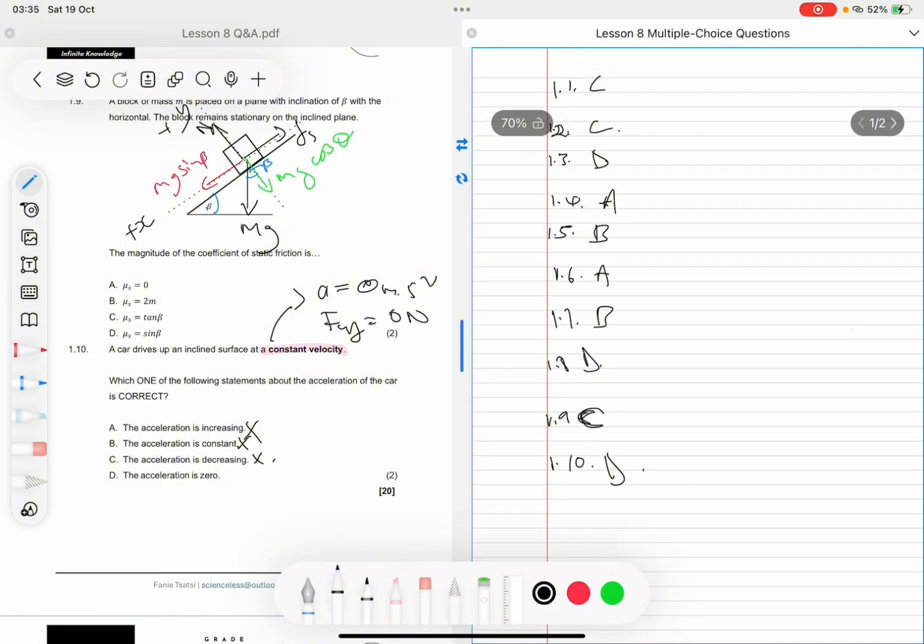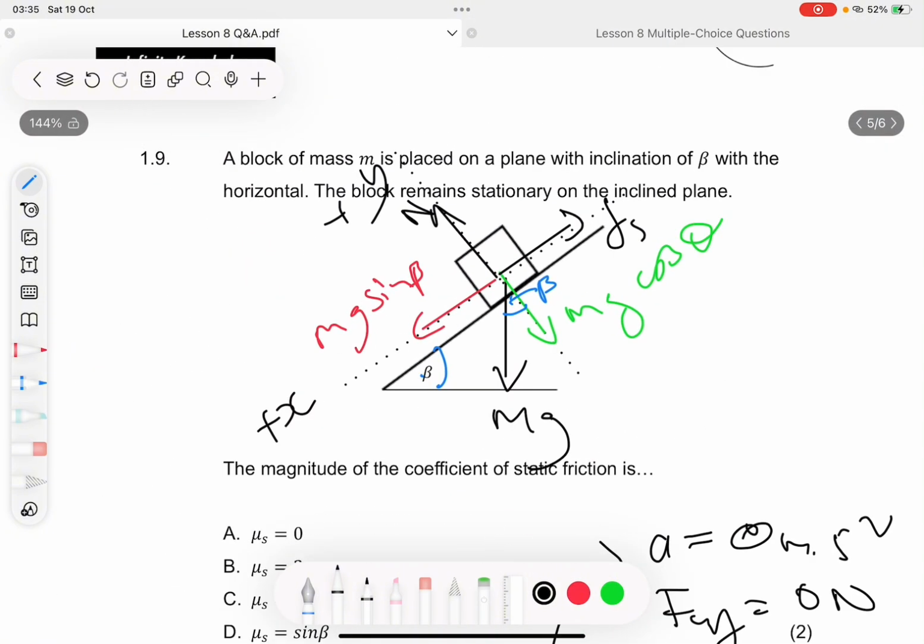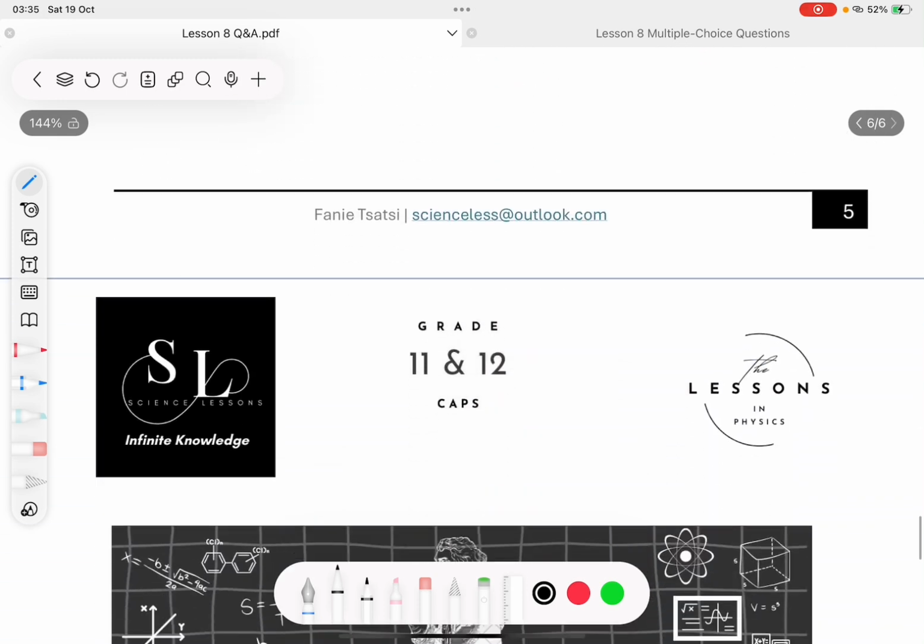So that's how you would do multiple choice questions. They require you to know your theory and also a little bit of playing around with the formulas that we have looked at, right? So I hope that makes sense.